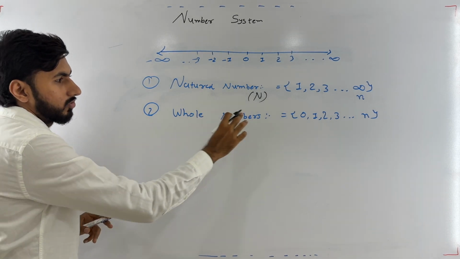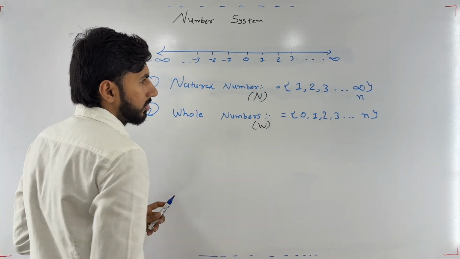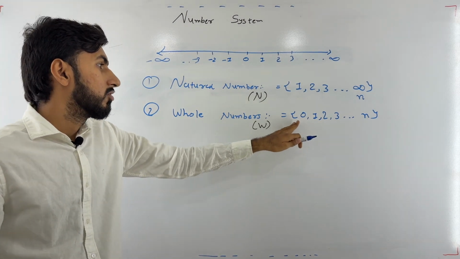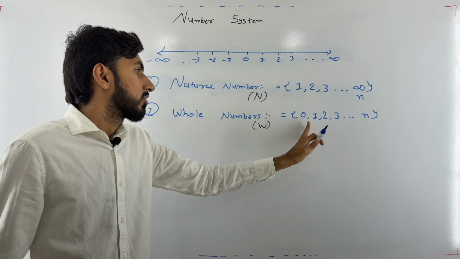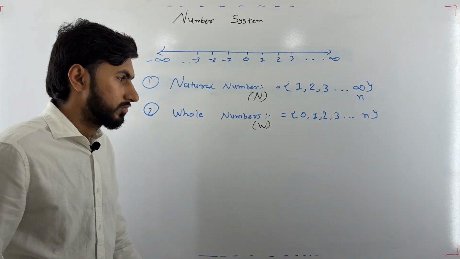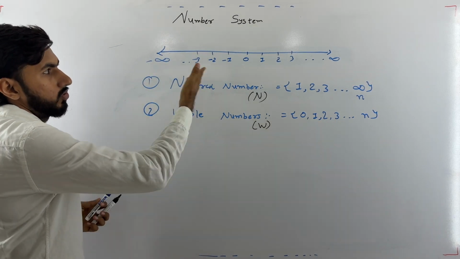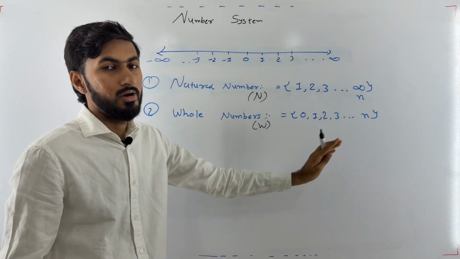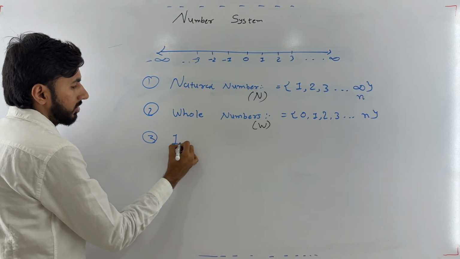And you represent it as W, so you have to remember this W for whole numbers. In W, what type of numbers come? All the positive numbers and 0, right? Now the third part, all the negative friends. So if we combine all negatives, 0 and positives, then it becomes integers.